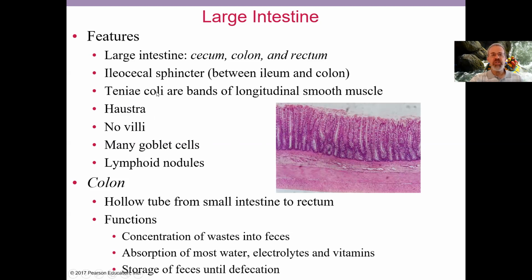We have a couple other structures, which I'll show you in a second, called the taenia coli. These are bands, an extra layer of muscle, which helps to push, move the solid waste. And we have these pouches called haustra, which I'll show. So these are all characteristics of the large intestine.